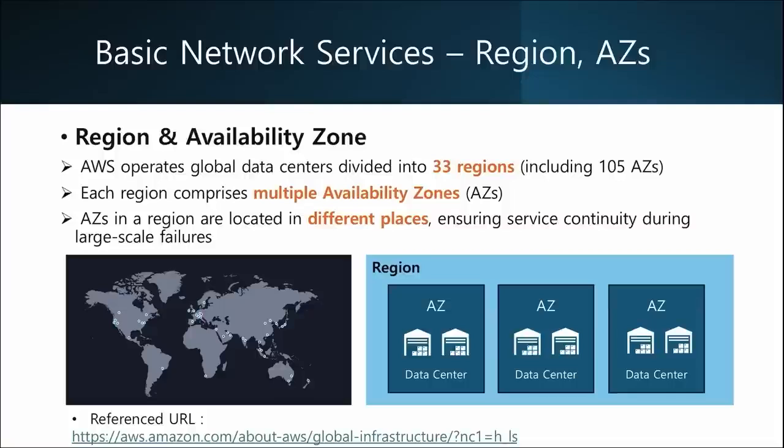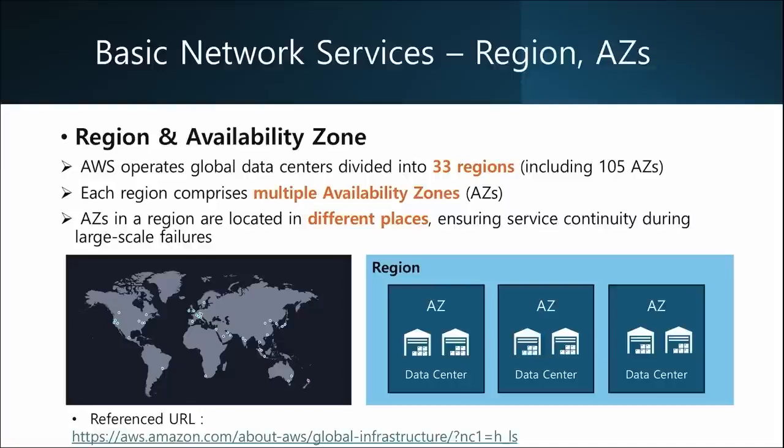First, let's review the region and availability zone, AZ. We learned about this in Lecture 2. AWS has a global infrastructure. This global infrastructure is divided into regions around the world, and these are called regions. AWS has 33 regions, and a region has multiple availability zones, AZs, each of which is physically separated and has its own network and power sources.